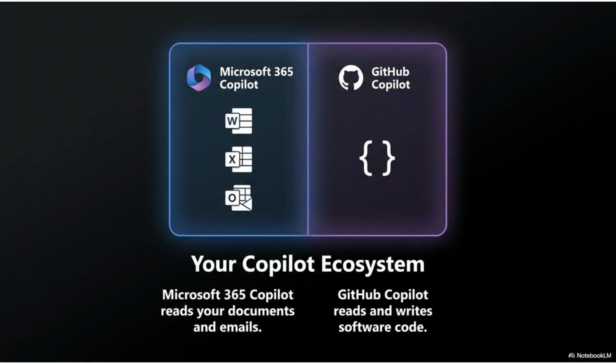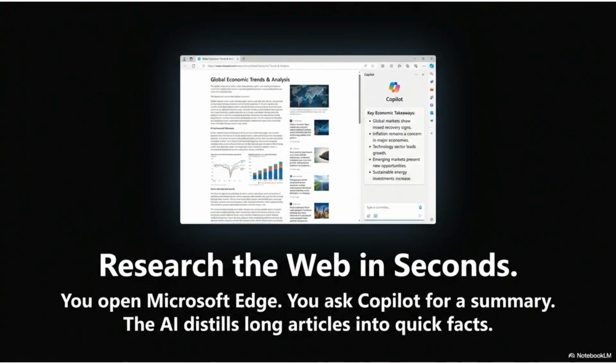Your Copilot ecosystem is split into two primary roles. Microsoft 365 Copilot, which reads and helps manage your documents and emails, and GitHub Copilot, which specializes in reading and writing software code.